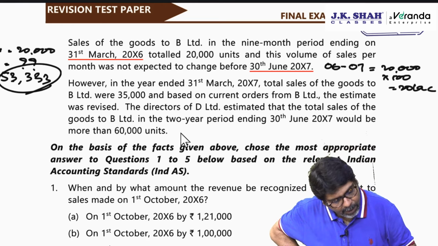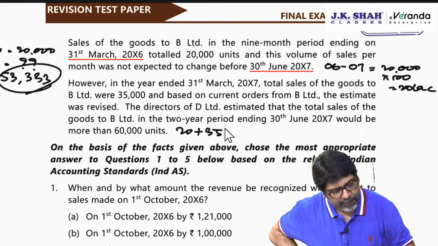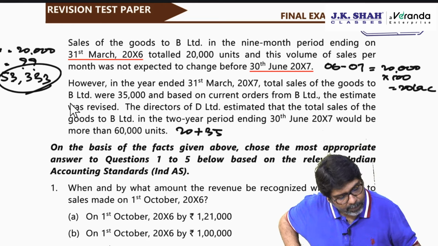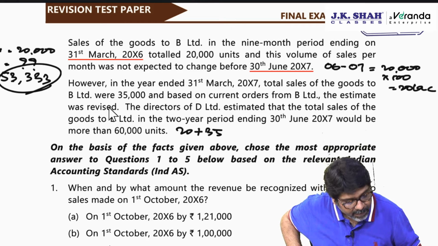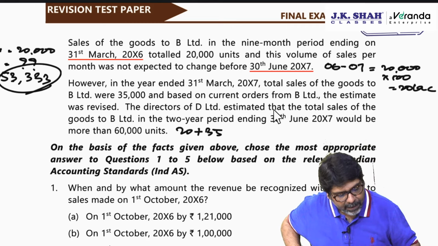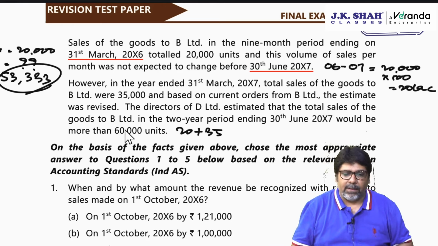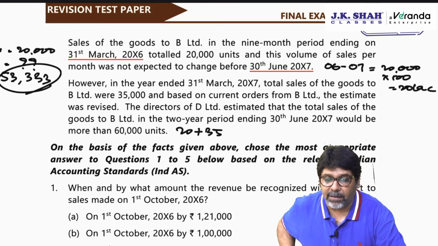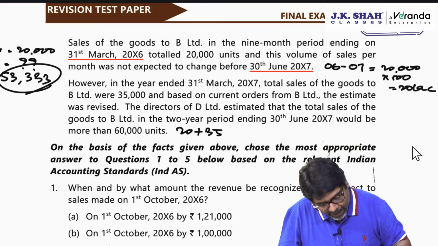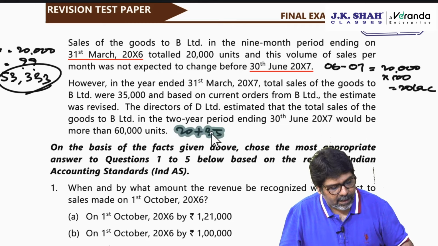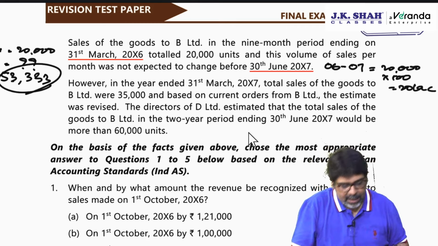Now, however, in the year ended 31st March 07, they have sold 35,000, so 55,000 in total is sold till 31st March. Based on the current orders from B Limited, the estimate was revised and the directors of D Limited estimate that total sales of goods to B Limited in the 2-year period ending 30th June would be more than 60,000. If so, in the next year they are supposed to recognize sales at 90.